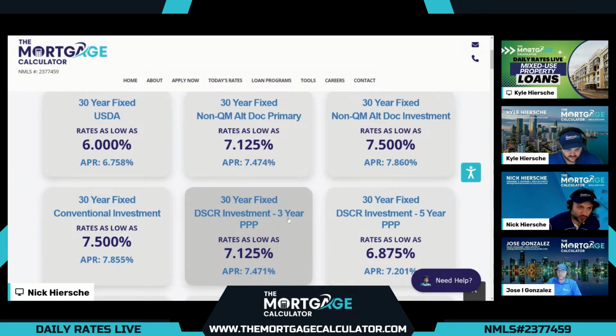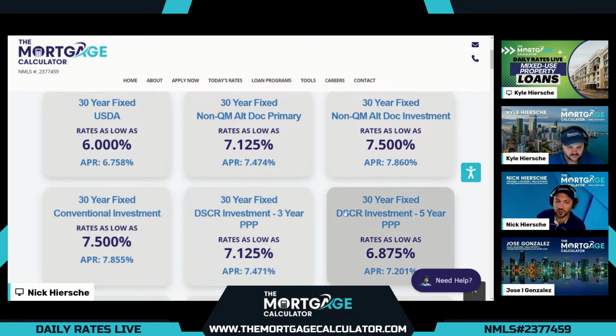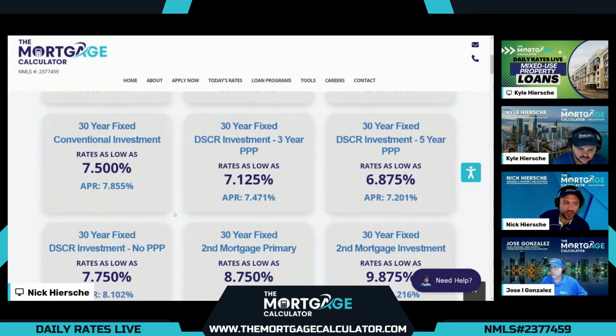So with a 3-year prepayment penalty, which is pretty standard, our rates come in as low as 7.125 with a final APR of 7.471. Notice that is beating conventional by quite a bit today. And to sweeten the deal, we even have options to do a 5-year prepayment penalty to lower the rates even further. So if we add a 5-year prepayment penalty, we can get rates as low as 6.875, final APR of 7.201, absolutely blowing conventional out of the water, which is pretty amazing.